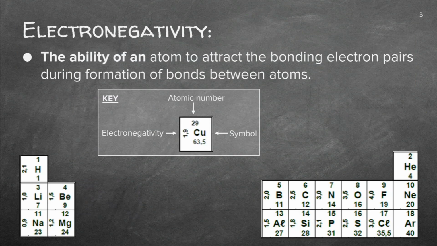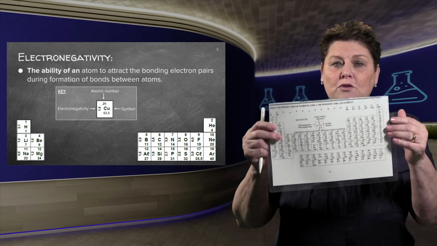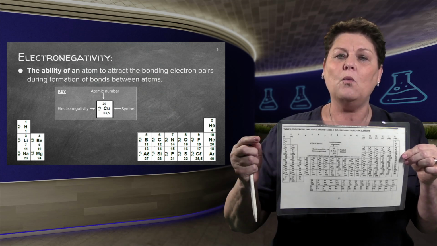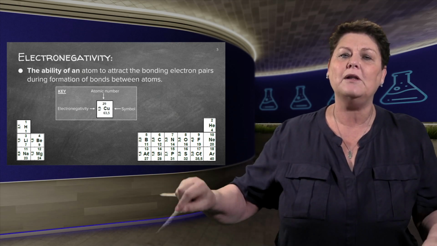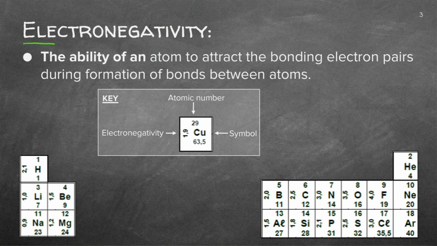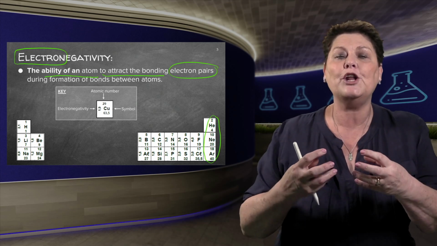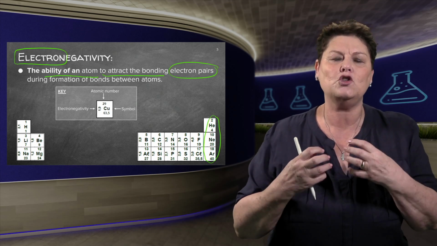Now, on your periodic table, and I need to stress this again, you need to have your periodic table next to you with every lesson, because we're going to discuss one of the items that's on your periodic table, electronegativity. It is the ability of an atom to attract not one electron, but the pair. So every atom on your periodic table, other than the noble gases, has an ability to want those two electrons nearer to them.